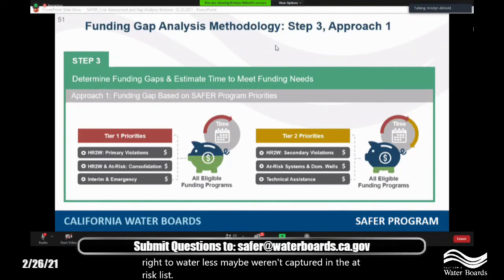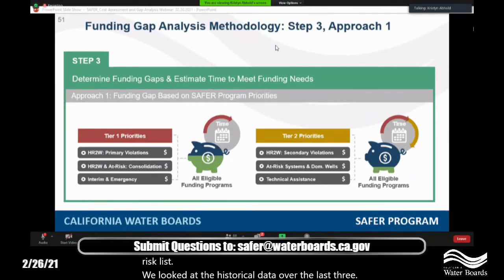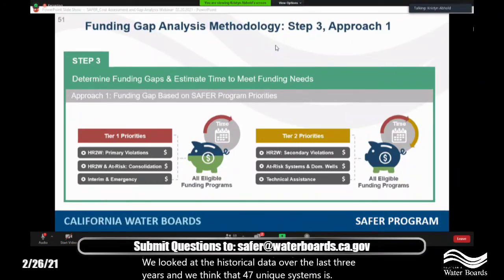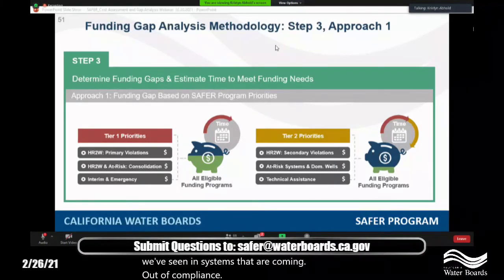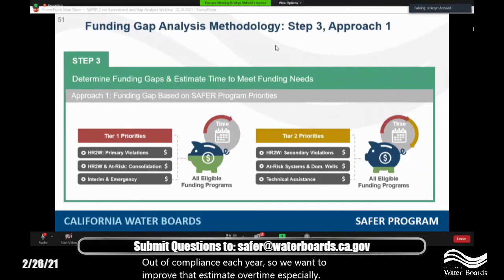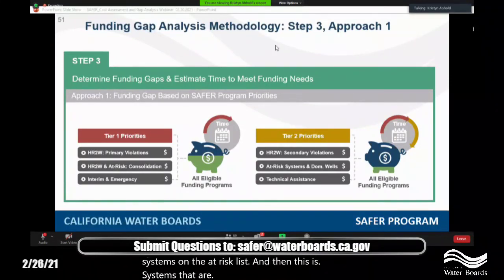We looked at the historical data over the last 3 years, and we think that 47 unique systems is pretty conservative and in line, honestly, with the trends that we've seen in systems that are coming out of compliance each year. So we want to improve that estimate over time, especially as we start collecting and tracking more data around systems on the at-risk list, and the systems that are coming onto the human right to water list.